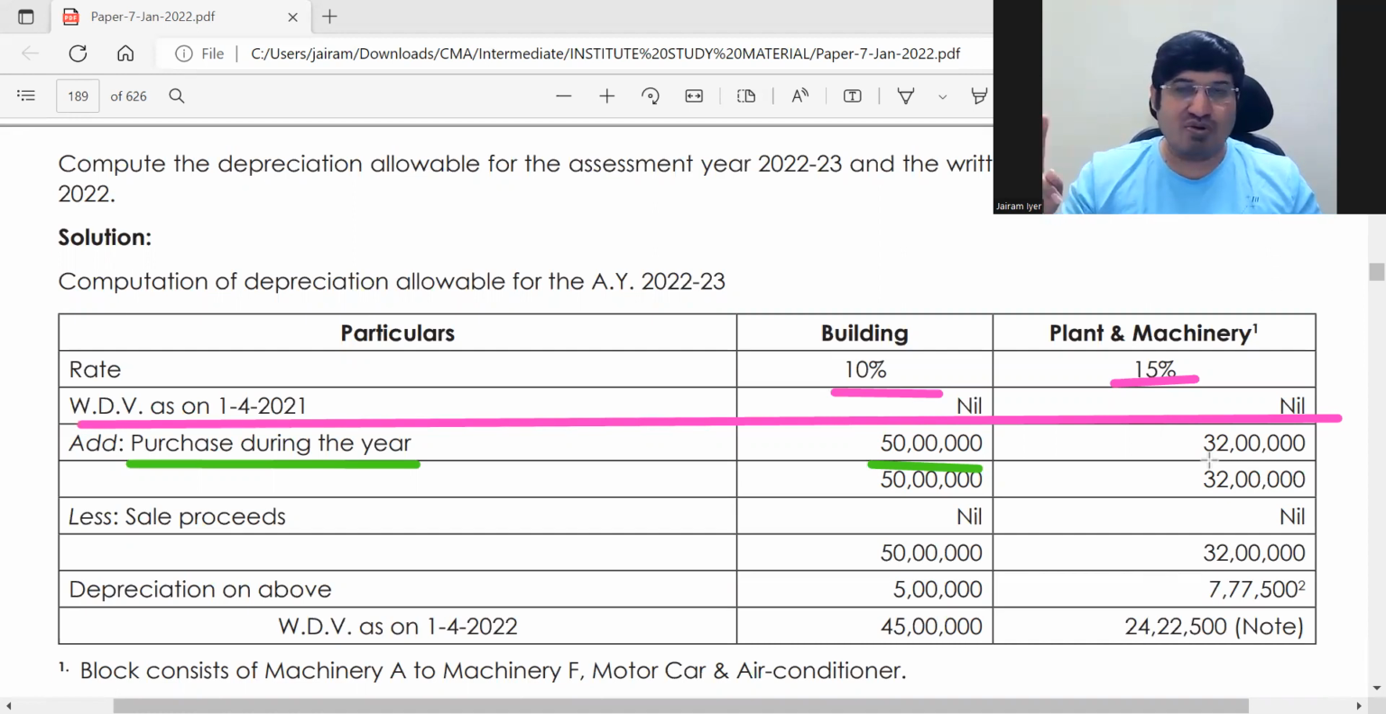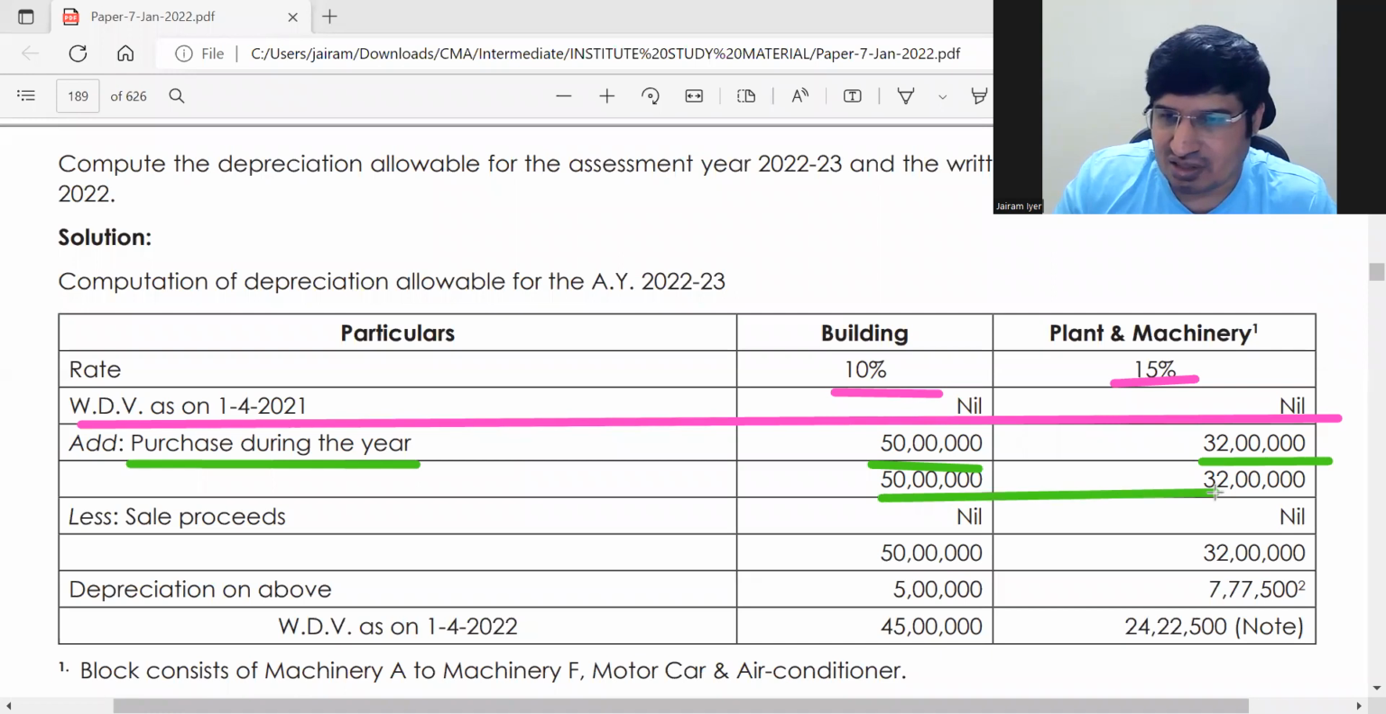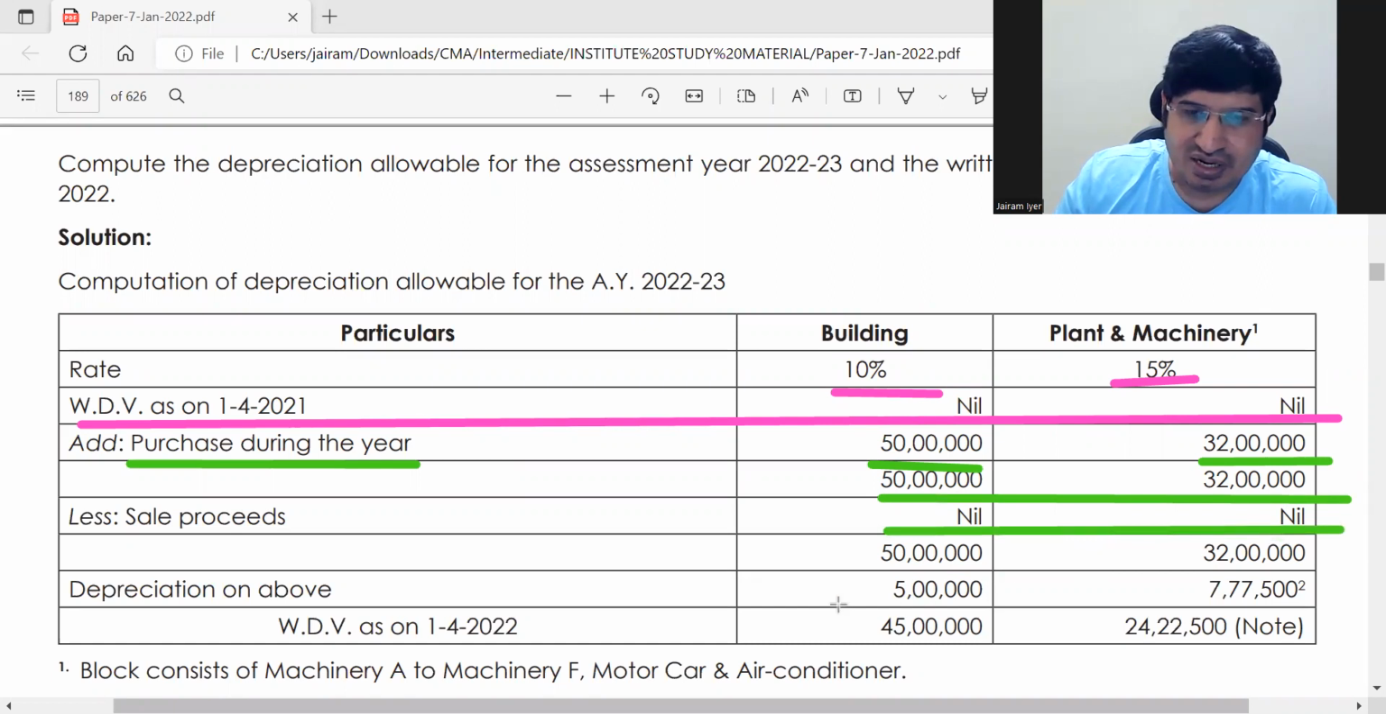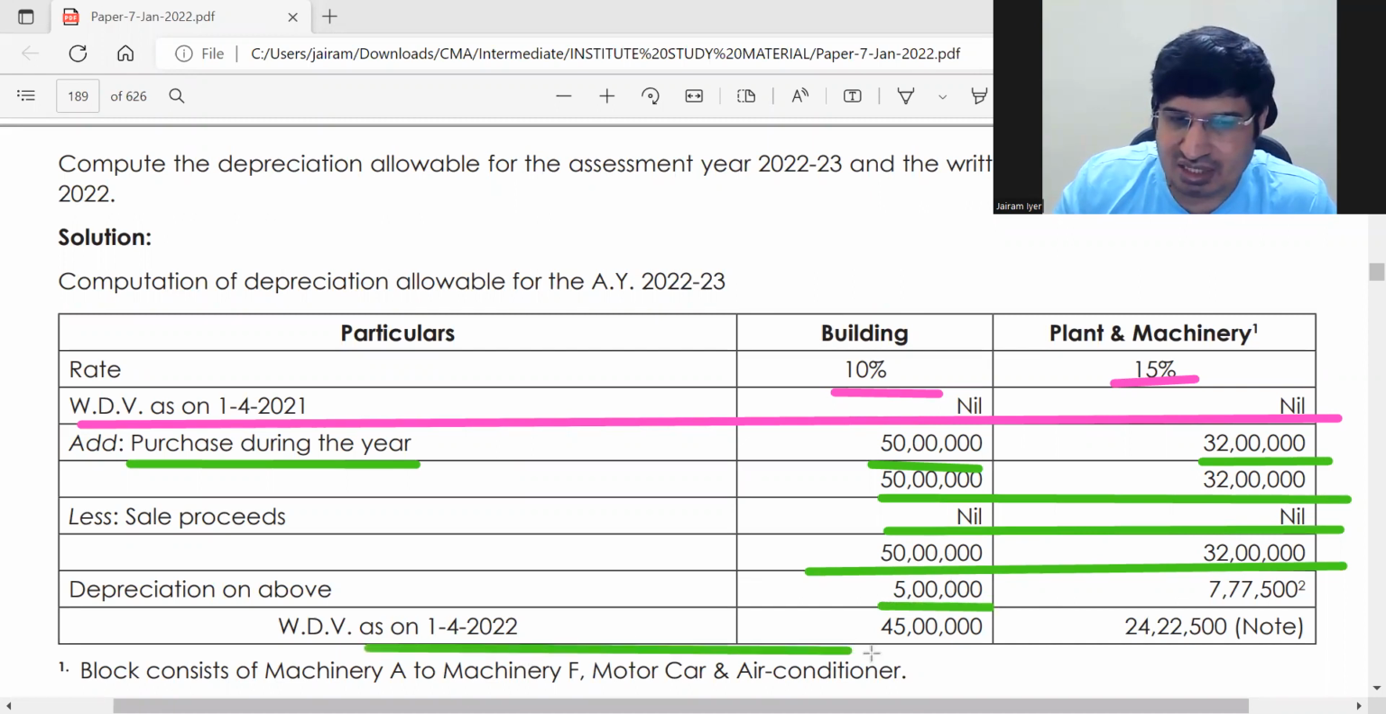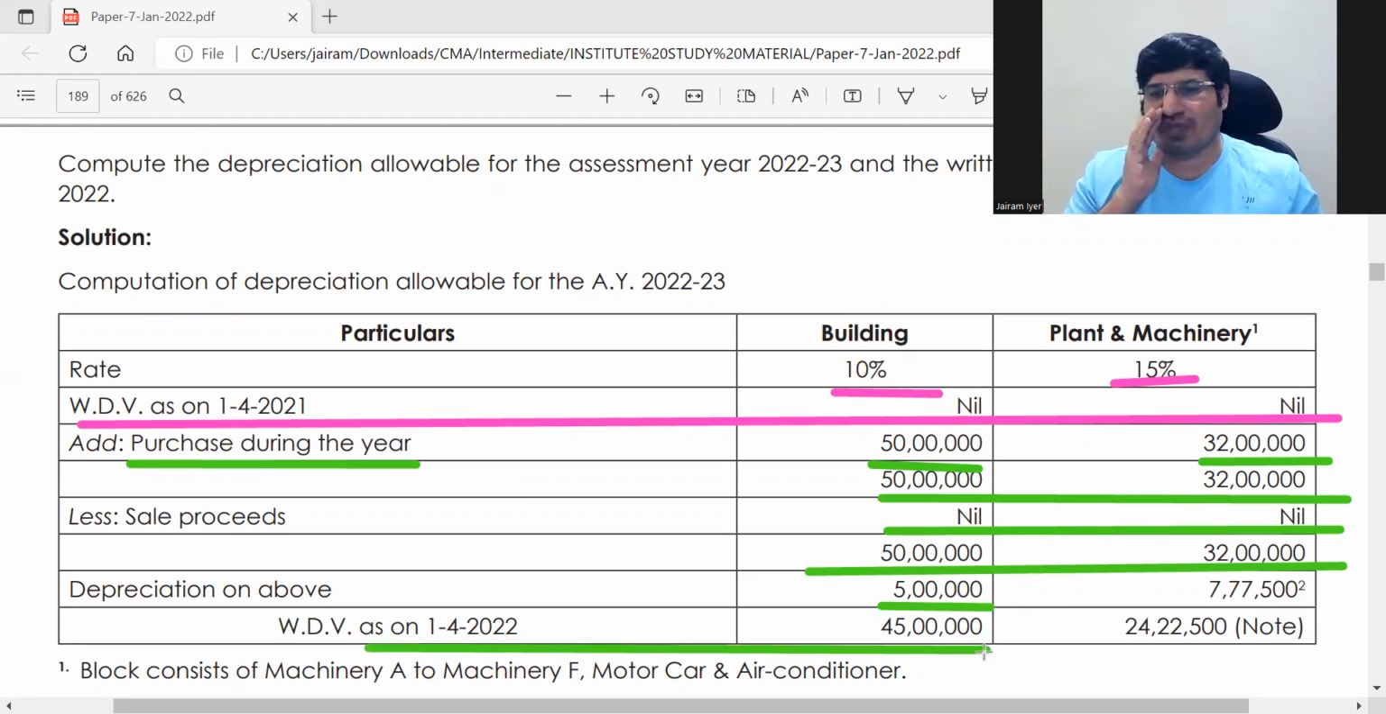So we had seen that there were two blocks, one was 17 lakhs, one was 15 lakhs, correct? Add the two, you will get 32 lakhs. This is purchases. Now sales, nothing was sold. So this becomes our written down value before depreciation. Now for building, it will be 10% straight away, so 5,000, and your WDV as on 1/4/2022 will be 45,000 building. Okay, clear? यहाँ इतना clear है अभी तक के? Any doubt till here? You can ask me.